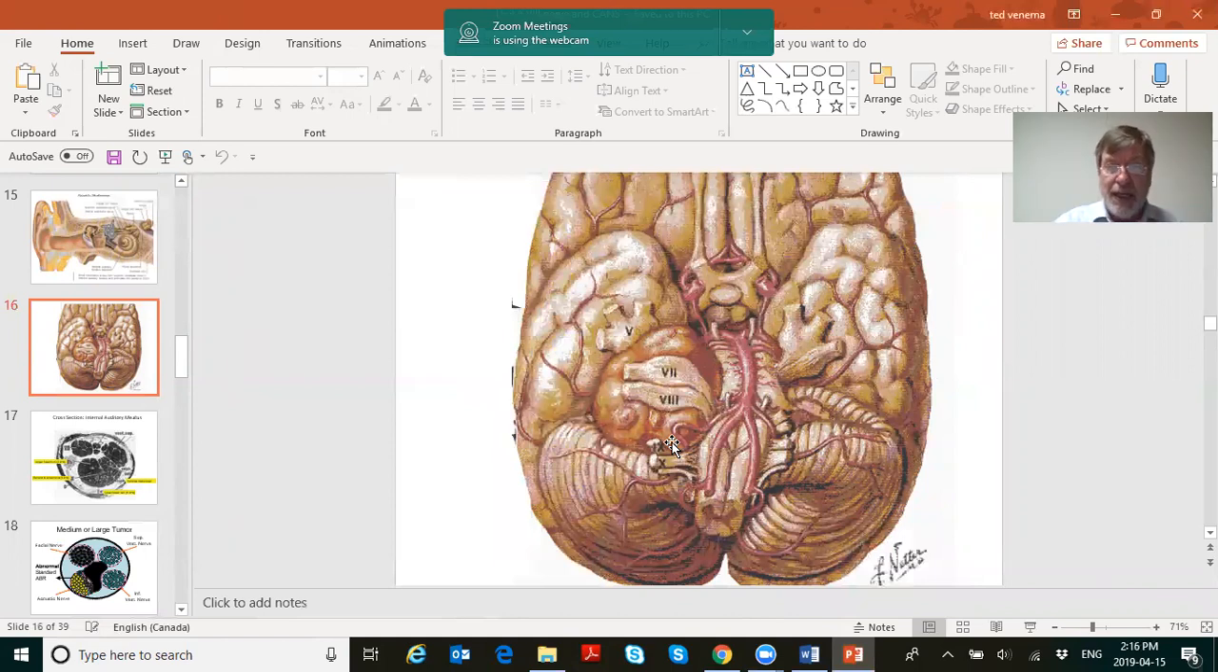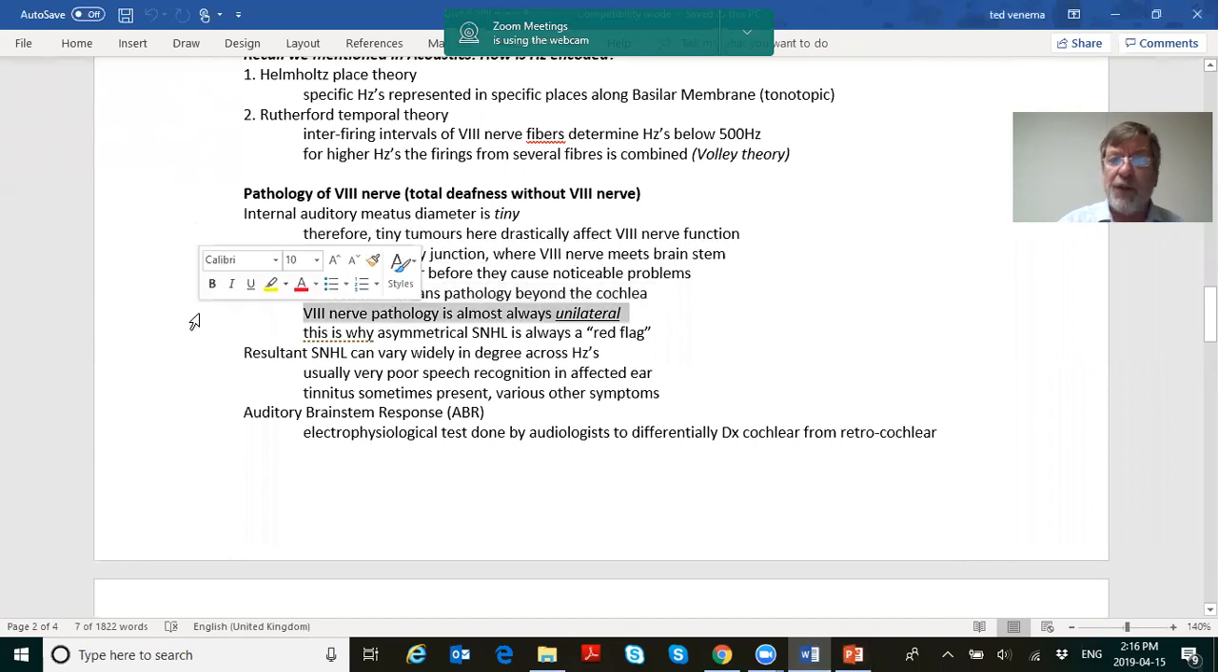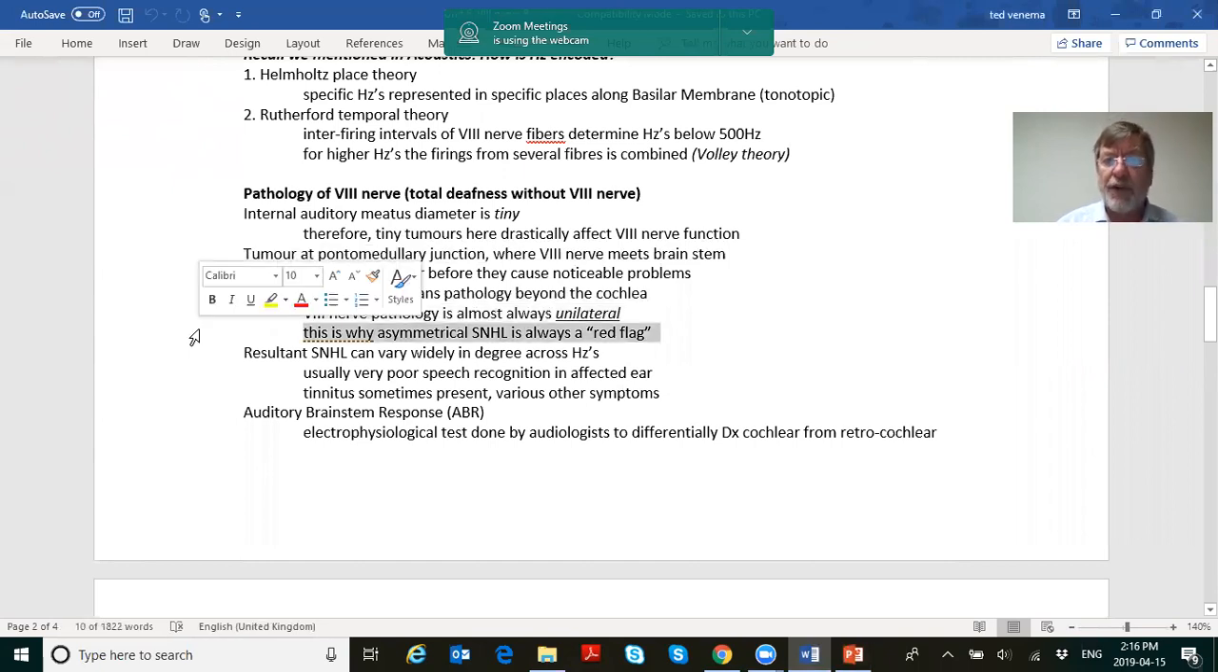So today we continue on our notes now on the top of page 3. We talked about the term retrocochlear, that eighth nerve pathology is almost always one ear. And that's why asymmetrical sensory neural loss, because that's what eighth nerve tumors cause, is a sensory neural loss, just like hair cell damage does, only it happens in one ear, not both. And that's why it's a red flag.